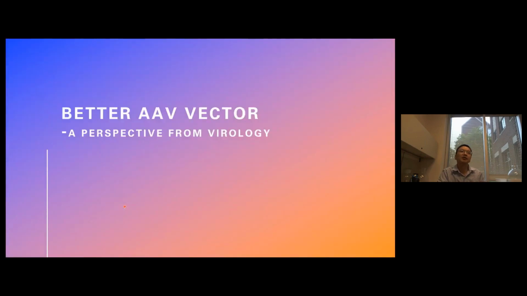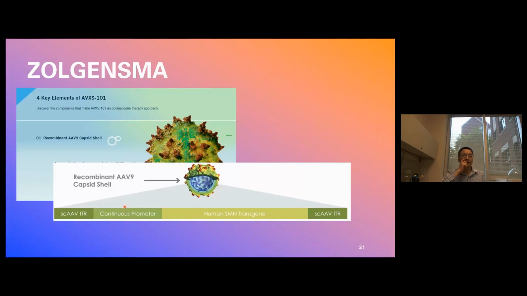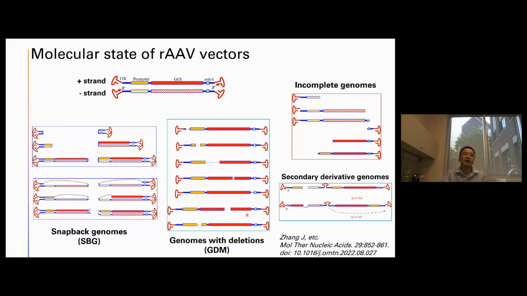And then I'm going to talk about how we can utilize the AAV genomics to design better AAV vectors. So let's use Zolgensma as an example. For Zolgensma, we know that it utilizes a self-complementary vector to express the SMN gene. And as we know, from the AAV population, we have seen these subgenomic particles with just one ITR. But if you look at this conformation, these molecules are very similar to a self-complementary vector, right?